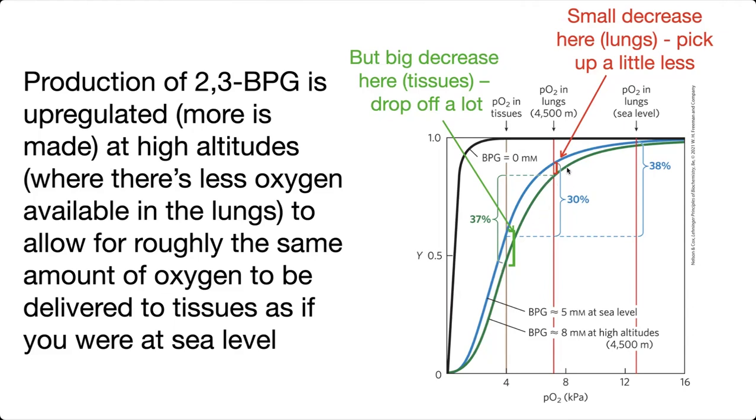In this way, the BPG is able to compensate. You have a little less here, but a lot more here. And so overall you're going to be releasing and delivering a lot more oxygen than if you were starting here without as much BPG. In that case, you're only getting this 30% versus the 37% you get with the higher concentration of BPG. People at high altitude are going to have more 2,3-BPG because it increases the amount that gets offloaded to relatively the same amount as you would normally.